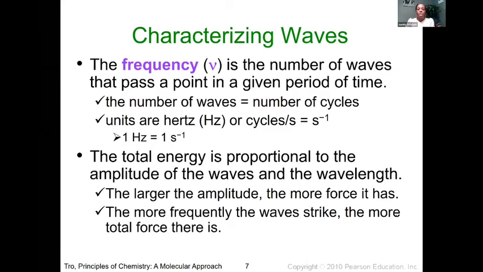Now, when we're characterizing waves, as I mentioned, we'll want to be able to define that frequency. The frequency is the number of waves that pass a point in a given period of time. So again, if we saw those really large wavelengths, we would expect a lower frequency, a smaller number of waves that would pass that point within a given amount of time. Or if we were dealing with a shorter wavelength, then we would expect a higher frequency.